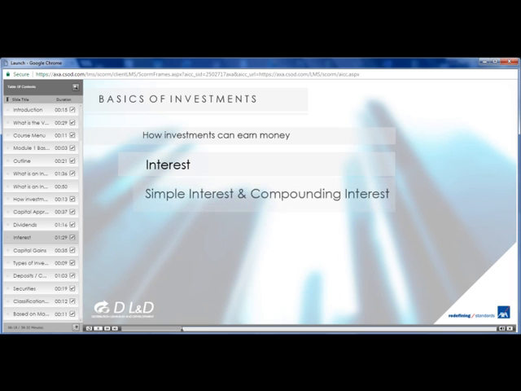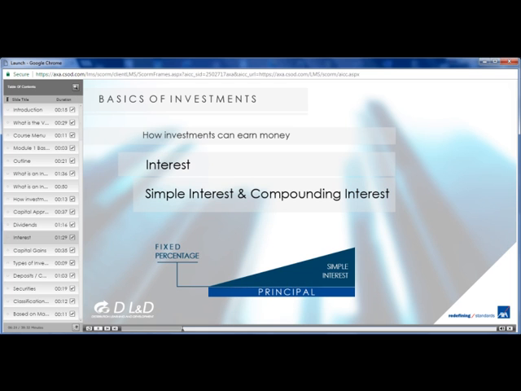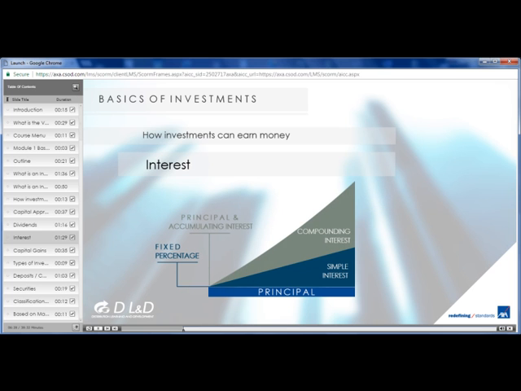Interest rates are either simple or compounding. With simple interest, the rate paid is a fixed percentage of the loan. In compounding interest, both the principal and the accumulating interest are subject to interest fees.